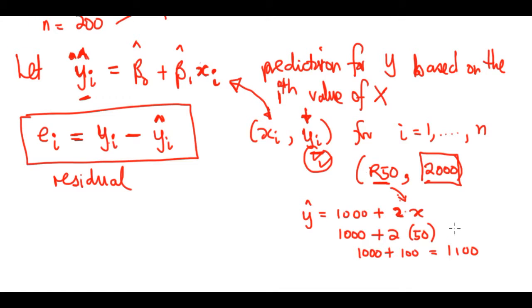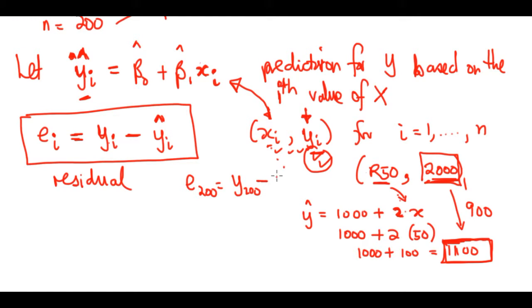So what is the residual? The residual is the actual that we had in our training data, which is 2,000, minus the one that we predicted for this 50 rand. We said you are going to do 1,100 sales. So the residual here is 900, the difference between the two, the actual minus the one that I predicted. That's basically the residual. Which means each observation will have its own residual. For the first observation, it's the first actual minus the first predicted, which gives us residual number one. So we have residual number one, number two, number three, number four, all the way up to residual number 200, which is just the actual for the 200th minus the predicted for the 200th.